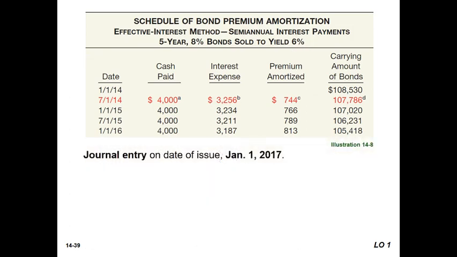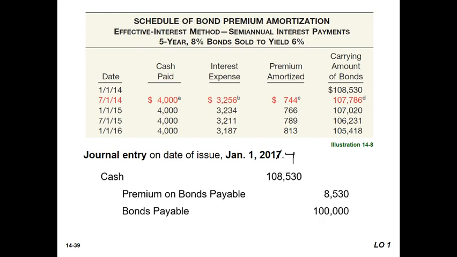Moving forward, as we look, we have again, these are not right. They say 17, they should say 14. We have the original proceeds of the bond. So this is the carrying amount of our bonds. That is our bonds payable plus the adjunct account of premium on bonds payable for a total of 108,530. So that's the amount of cash that came in. We post that to premium on bonds payable for the amount in excess of our 5-year obligation, which is our bonds payable of $100,000.